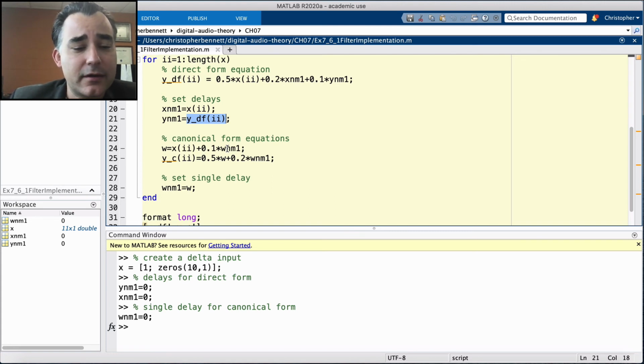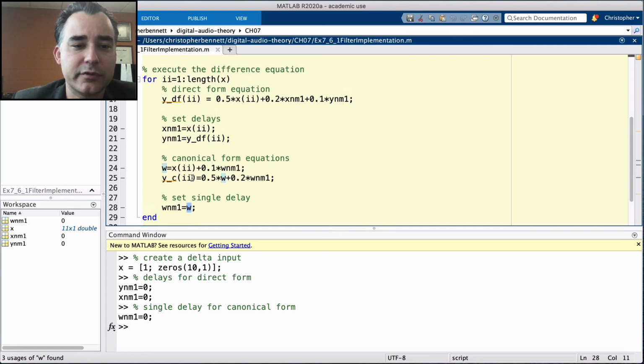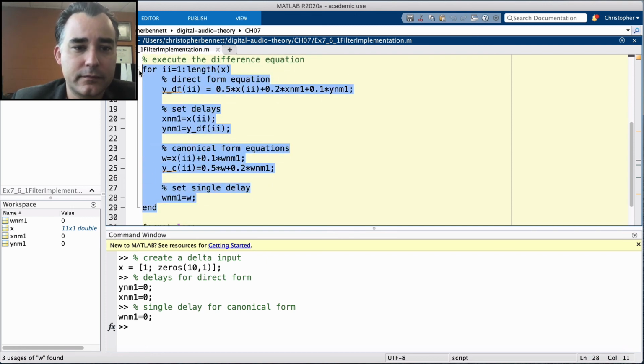We can execute the canonical form at the exact same time. We're going to save it into a different output variable. Here we had YDF for the direct form output. Here we're going to have YC for the canonical form output. But remember, we can't have Y just in terms of X. We have Y in terms of W. And we're going to have W in terms of X. So we're going to have two equations here in order to produce our output. But we're going to have only a single delay to keep track of. So our WNM1 is going to be equal to our current W again for the next time through this for loop.